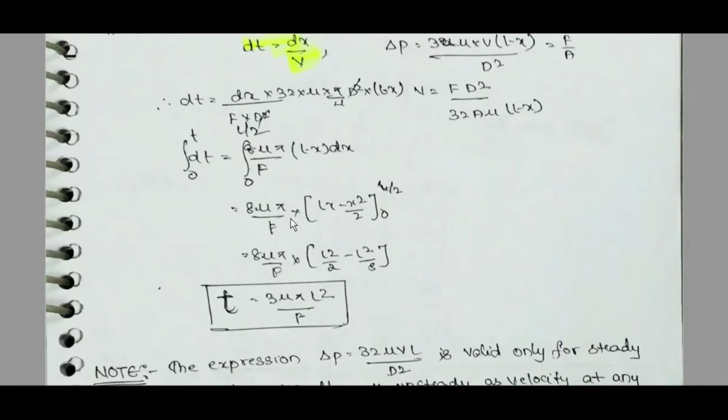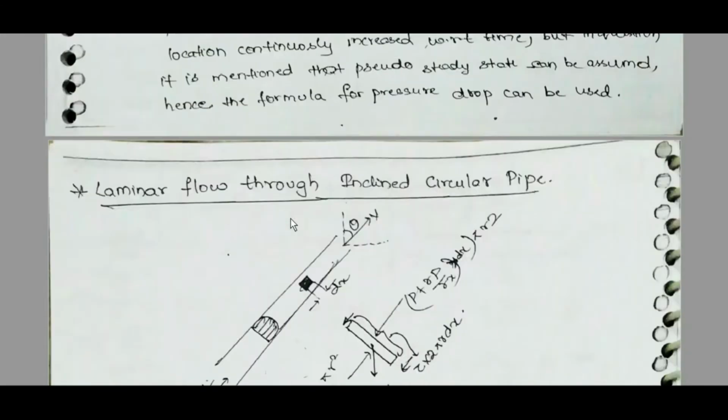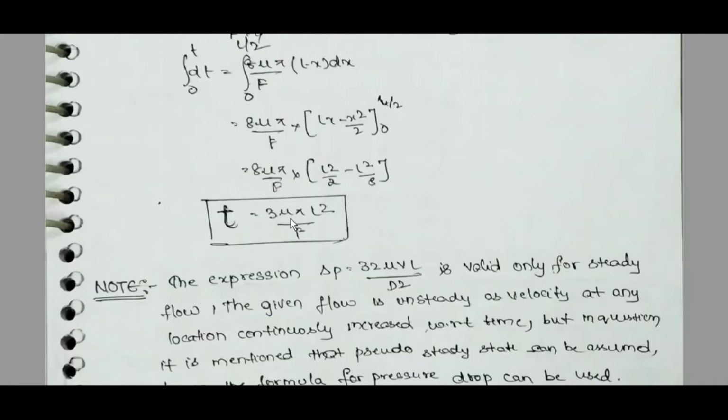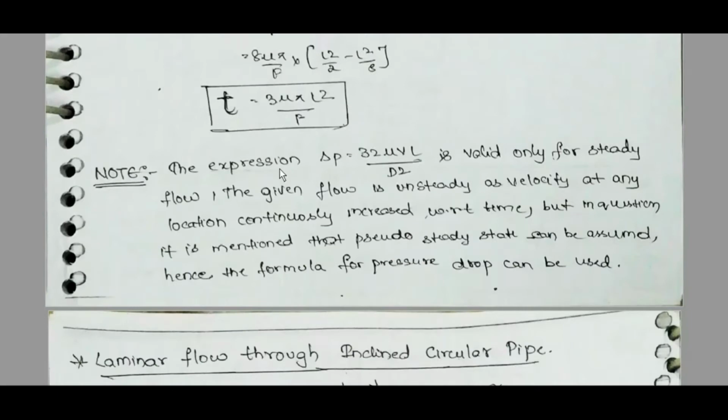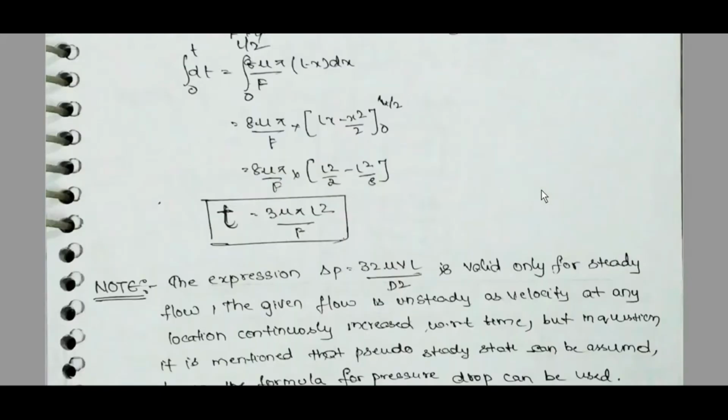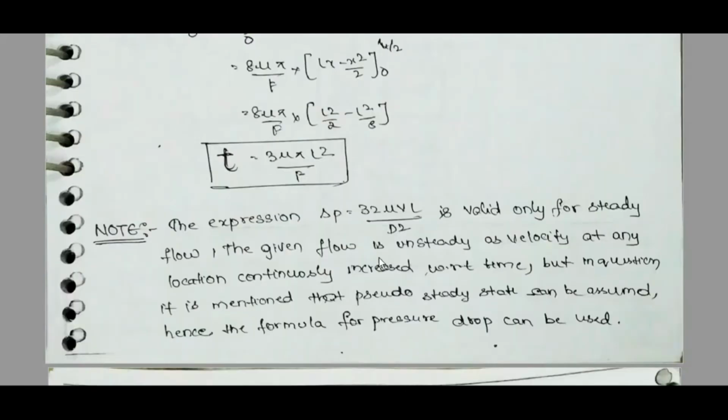Problems based on that. The expression delta P is equal to 32 mu V L by D square is valid only for steady flow. The flow is unsteady as velocity at any location continuously increases with respect to time, but in the question it is mentioned that pseudo steady state can be assumed. Hence, the formula for the pressure drop can be used. This is used only for a steady flow.